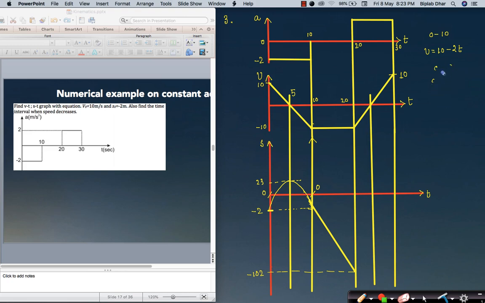For the last part, for t equal to 20 to 30 seconds, we can have s naught equal to minus 102. We can have initial velocity. What is the initial velocity? It is minus 10, and acceleration is equal to plus 2. So my equation should be s equal to s naught plus ut plus half a t square. Half a t square, half and 2 get cancelled out.